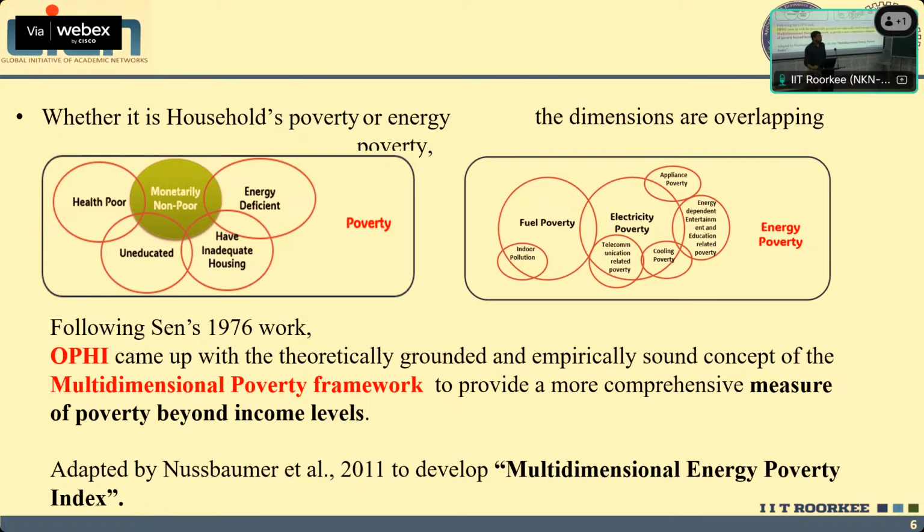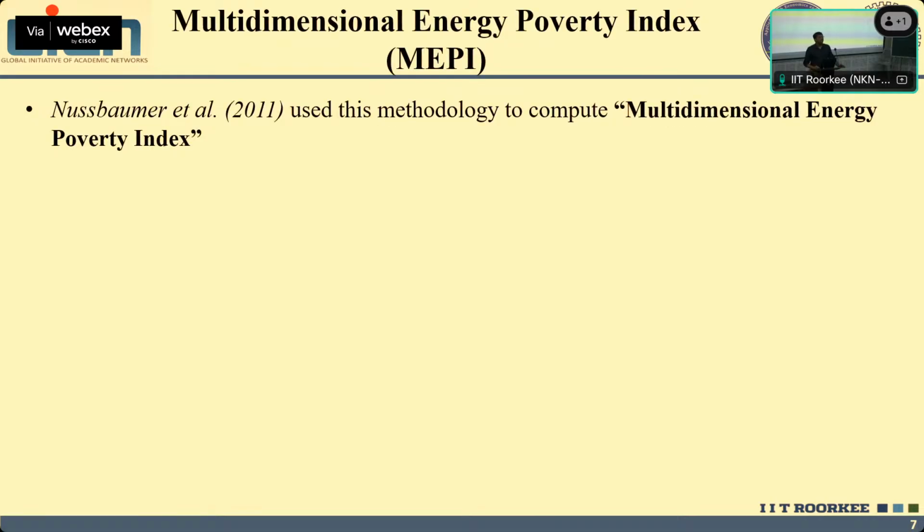systematically. Most importantly, in a later year, 2011 onwards, Nussbaumer et al. adapted the concept of multidimensional poverty from the OPHI team, and then they developed what is called the multidimensional energy poverty index, which is now highly cited as far as energy poverty estimations are concerned. And in my understanding, whoever is working with energy poverty, or even any sub-dimension of energy poverty, is still referring to the original calculations of poverty estimations, and the multidimensional poverty index.